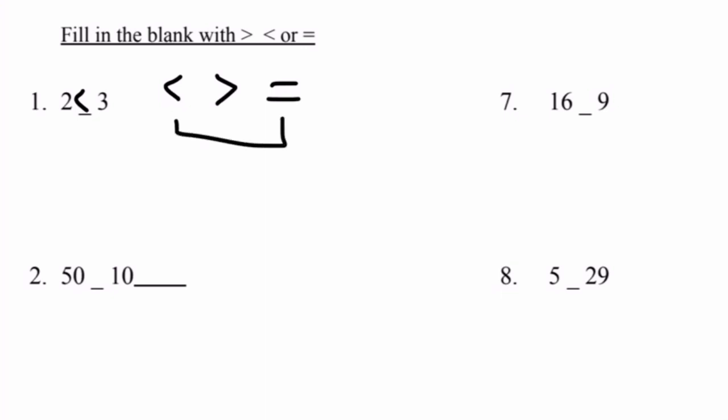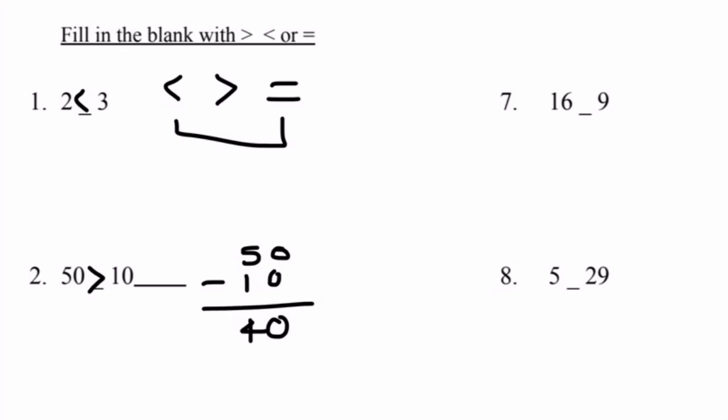Number 2, 50 and 10. Well, we know that 50 is much greater than 10, but how can we prove this? Well, we can subtract 50 minus 10, and we should get a leftover of 40. 50 is 40 units greater than 10, therefore 50 is greater than 10.